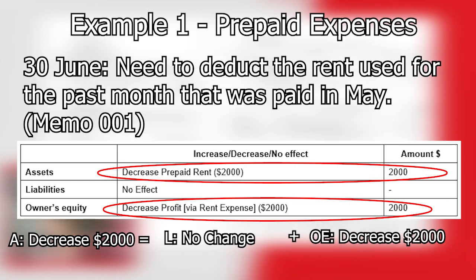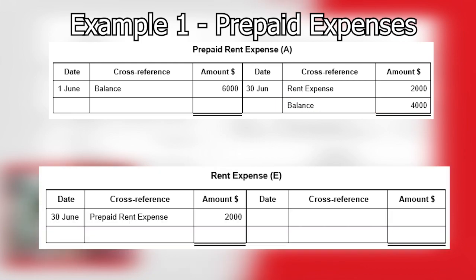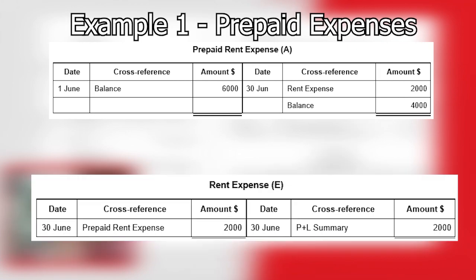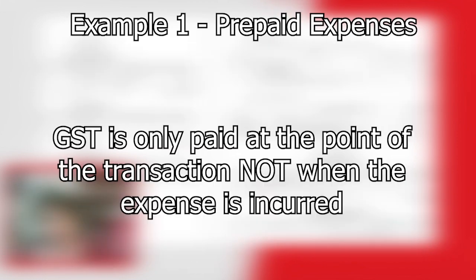And then we've got the general ledgers. This time we can see the prepaid rent, we balance it off at the end of the period. There's still 4,000 left. The rent expense, the 2,000 is on the debit, and if we want to close it, it will be the P&L summary, like we would close a normal expense. So there's no bank here, there's no GST, and that's important because we only deal with GST at the point of transaction. I'm going to say that a few times this video.